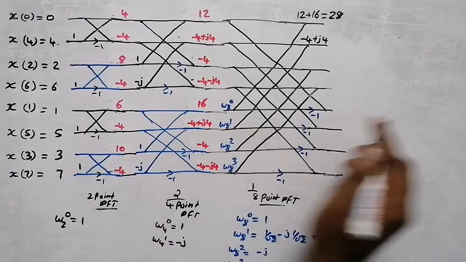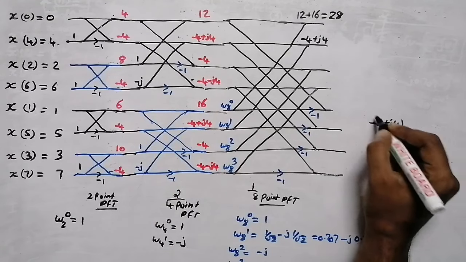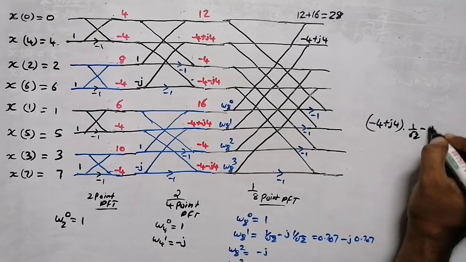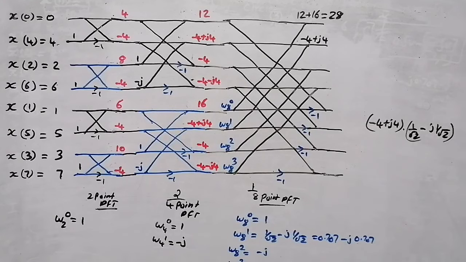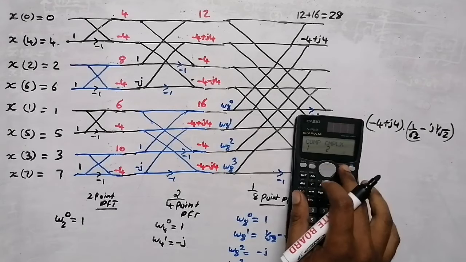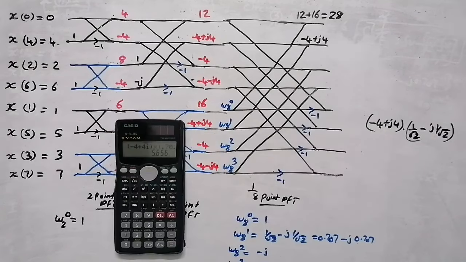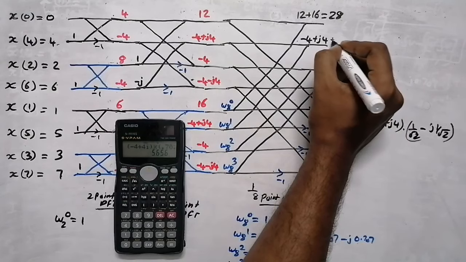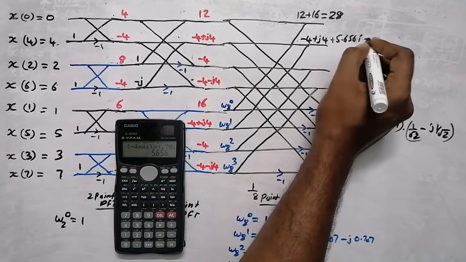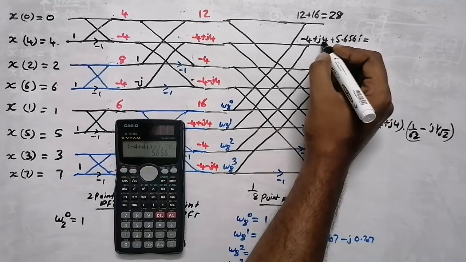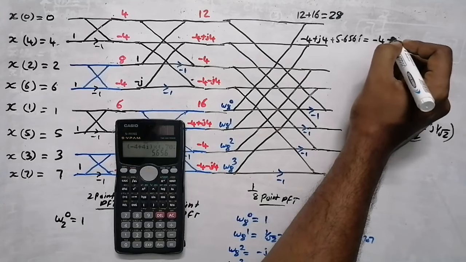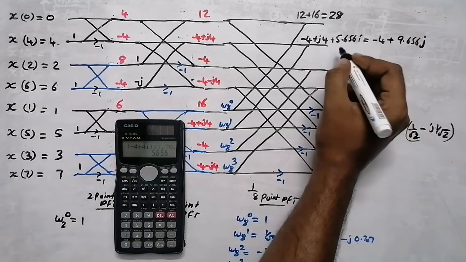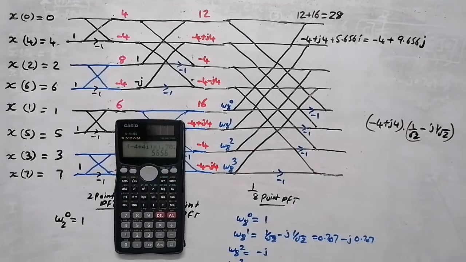So minus 4 plus j4 into W8 raised to 1, this value, 1 by root 2 minus j1 by root 2. We can solve it in the calculator, put it in complex mode and solve it. When we multiply it in the calculator, we will get the value as 5.656. So we need to add 5.656j. Now adding this to minus 4, we will get the value as minus 4 plus 9.656j. Okay, so this is the second value. Like that we need to do the remaining ones.